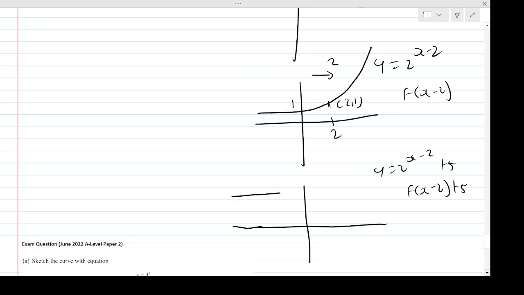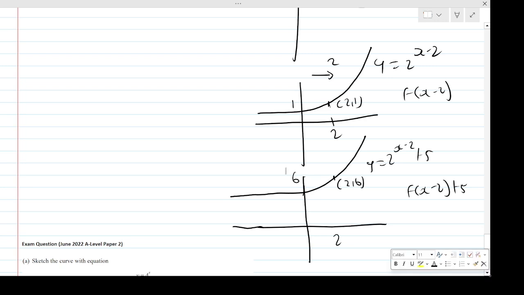So it's going to look like this. Okay, and that would be my graph. This would be y is 2 to the x minus 2, add 5. Again, I don't know what the y-intercept is, I can work that out quite easily. But this point here, 2, 1, if we added 5 to y, it would then be 2, 6, because x is still 2. 1 add 5 is 6. Okay, so that's my graph. Cool, so hopefully that makes sense in terms of graph transformations.